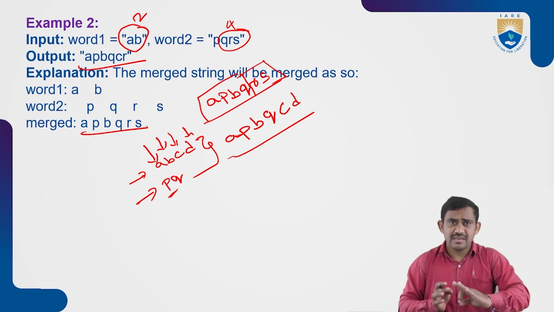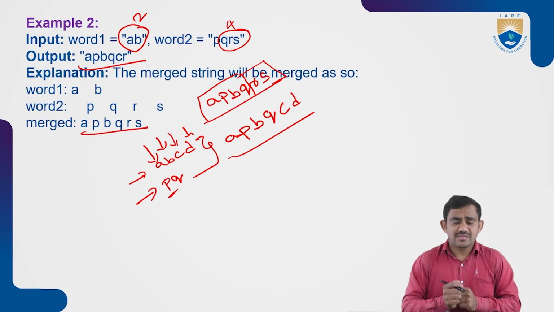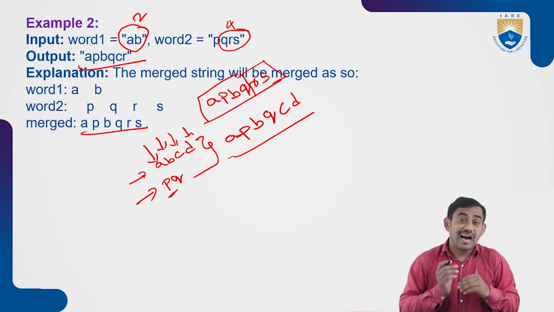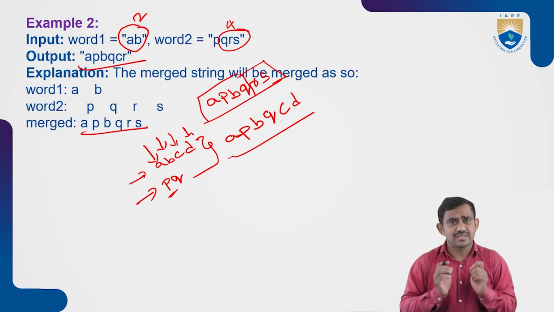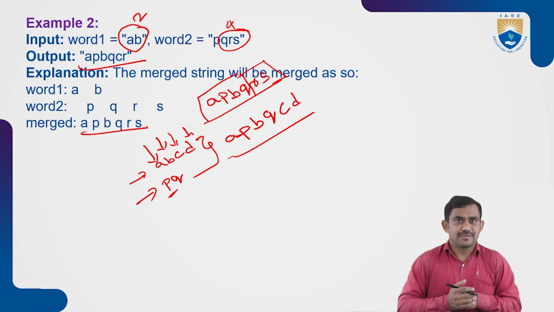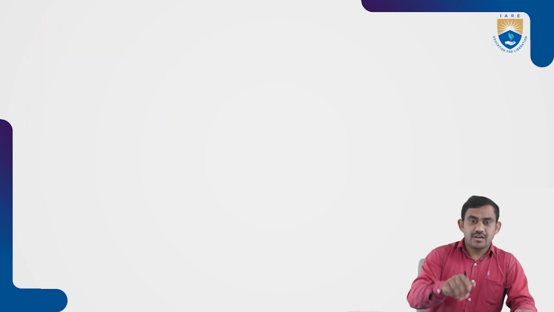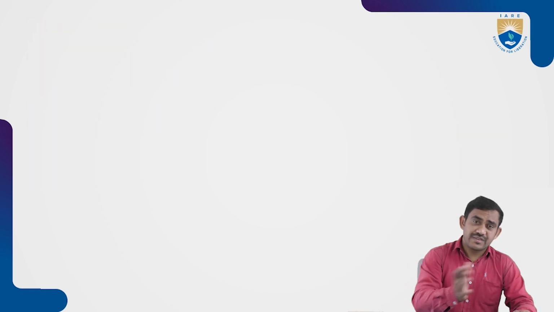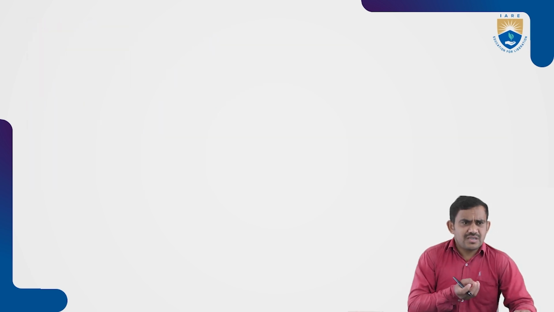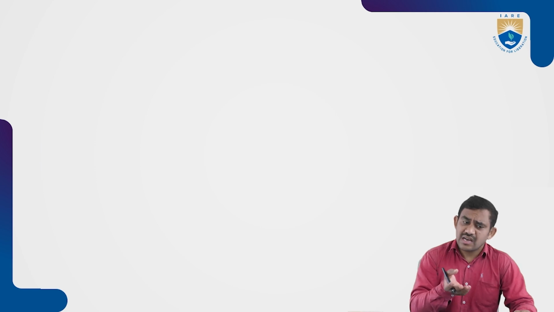Okay, this is the main problem statement, the given question. We need to merge two strings alternately. So this is your problem statement. Coming to which logic is better, you can use different logics. Better to use two pointers or a for loop.